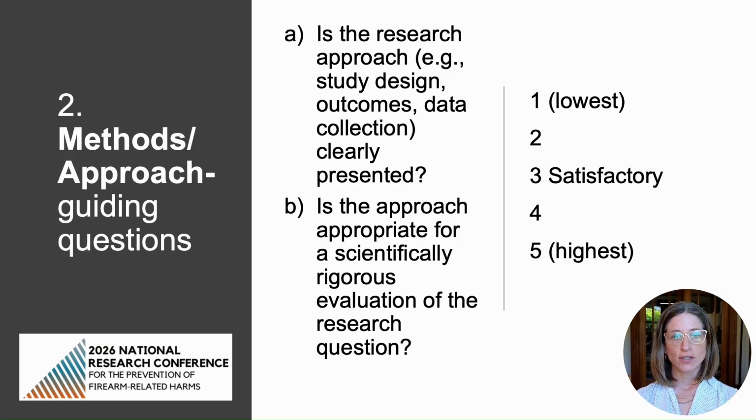This is the first of 2 questions on methods, and here we're looking at how the study is designed and carried out. This should be clearly described and appropriate for the research question. Keep in mind that while we try to match reviewers with submissions from their field, they may not be familiar with the method you use. So make sure to describe these methods and indicate why you chose them. The reviewers will think about these guiding questions. Is the research approach clearly presented, and is the approach appropriate for a scientifically rigorous evaluation of the research question? And then they will assign a summary score from 1 to 5.